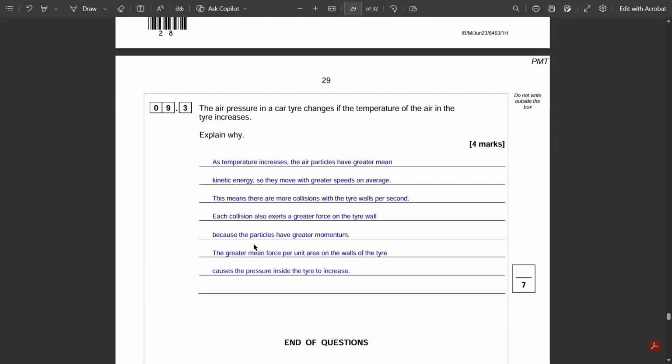And then for 9.3, the air pressure in a car tire changes if the temperature of the air in the tire increases. Explain why. Well, as the temperature increases, the air particles have a greater mean kinetic energy, so they move with greater speeds on average, which means there'll be more collisions with the tire walls per second, and each collision also exerts a greater force on the tire wall because the particles have greater momentum. And the greater mean force per unit area on the walls of the tire causes the pressure inside the tire to increase. As I said, similar to the last question, greater force, same area, increased pressure.